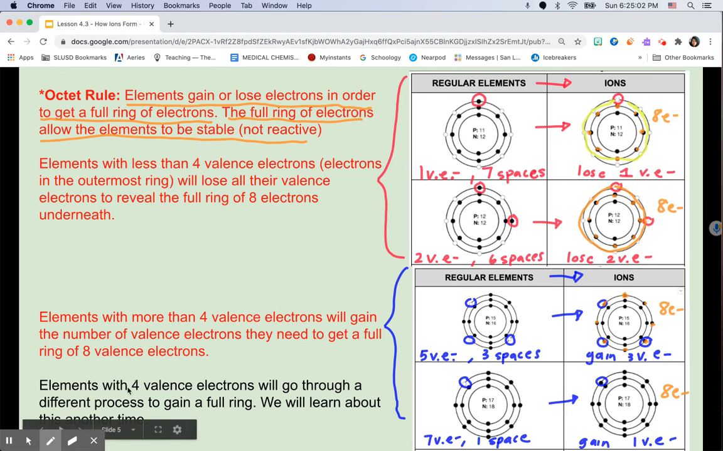Some of you might be wondering what happens if I have 4 valence electrons. And elements with 4 valence electrons will go through a different process that we'll talk about in a different unit.